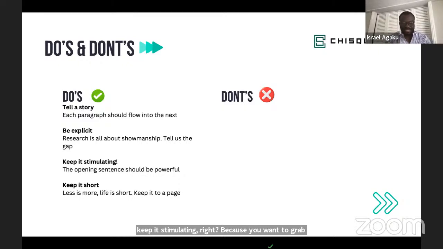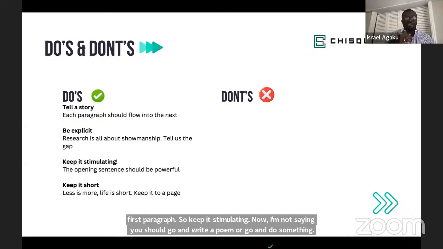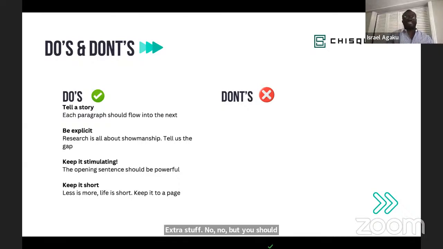I am your buyer, you are the seller. You want to make sure that I don't fall asleep at the first paragraph. So keep it stimulating. Now, I'm not saying you should go and write a poem or go and do some extra stuff. No. But you can start with things that are not necessarily everyday information. And that's the way to keep it stimulating.